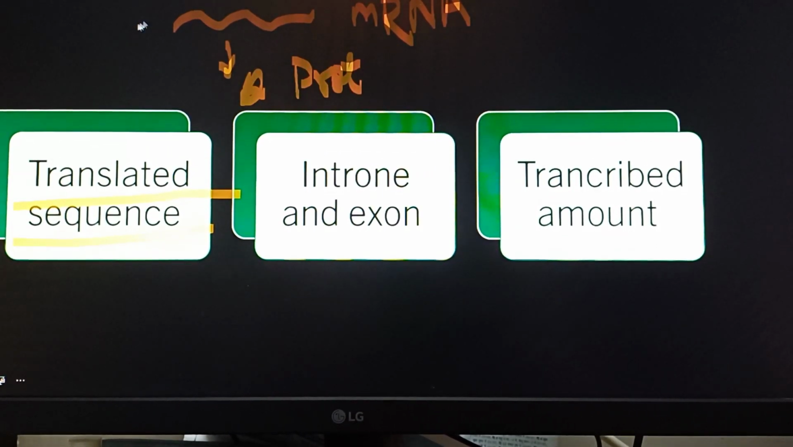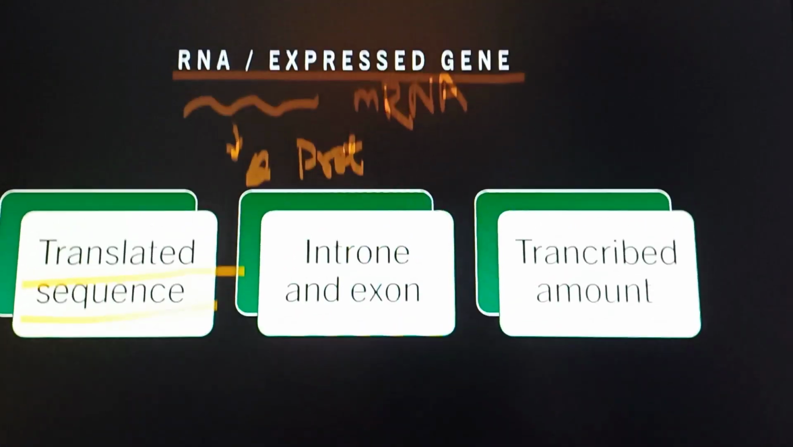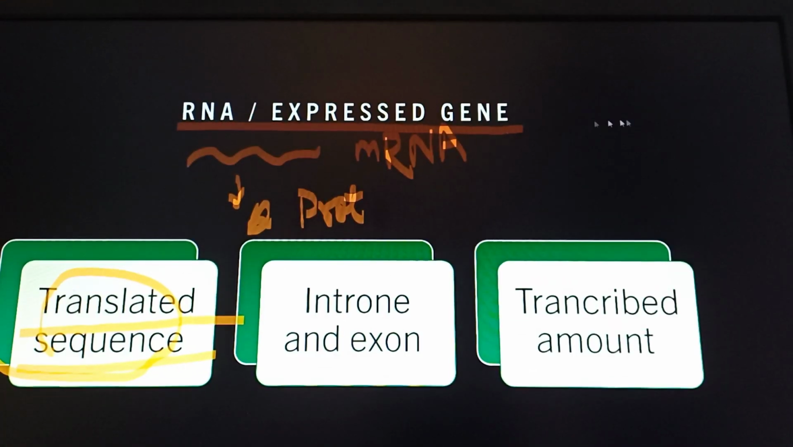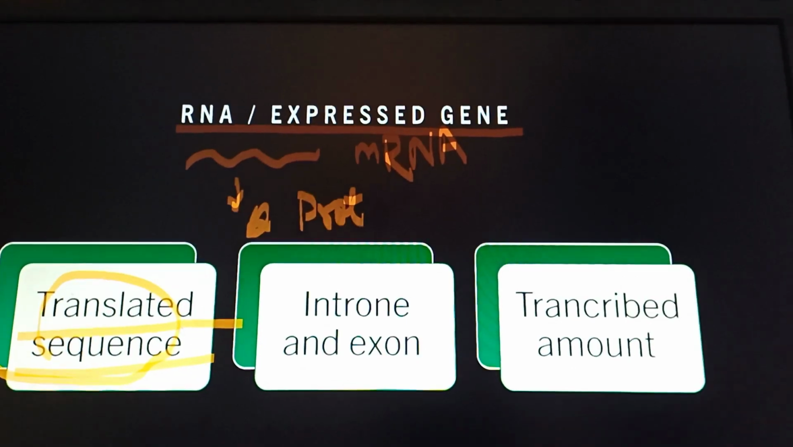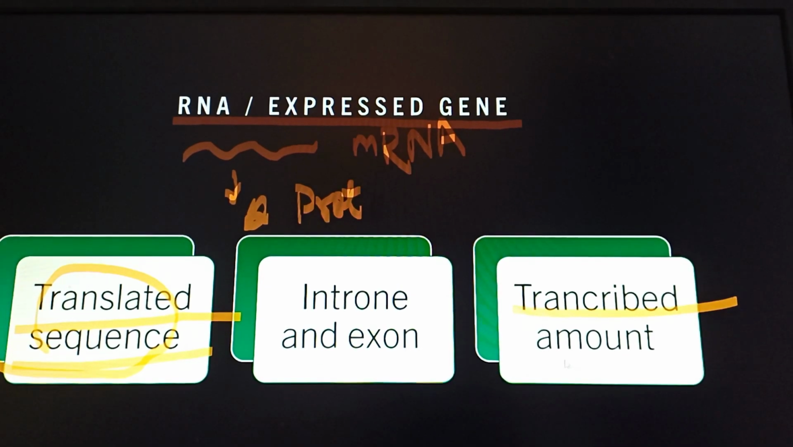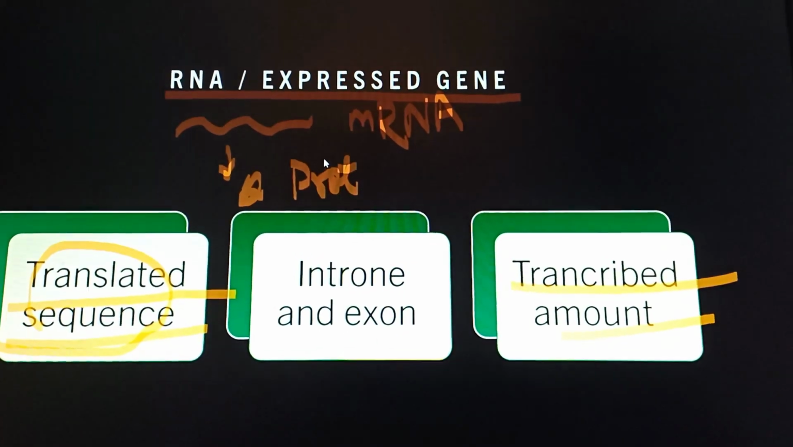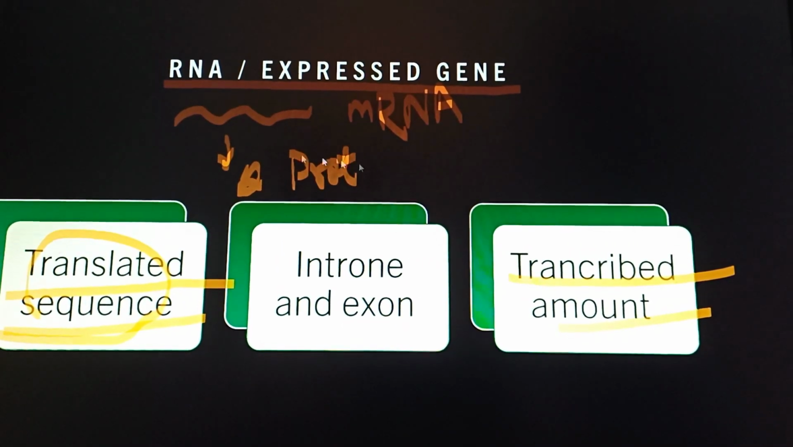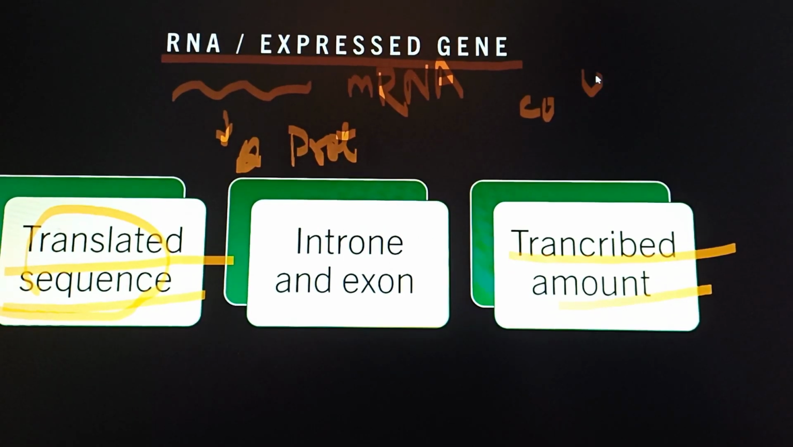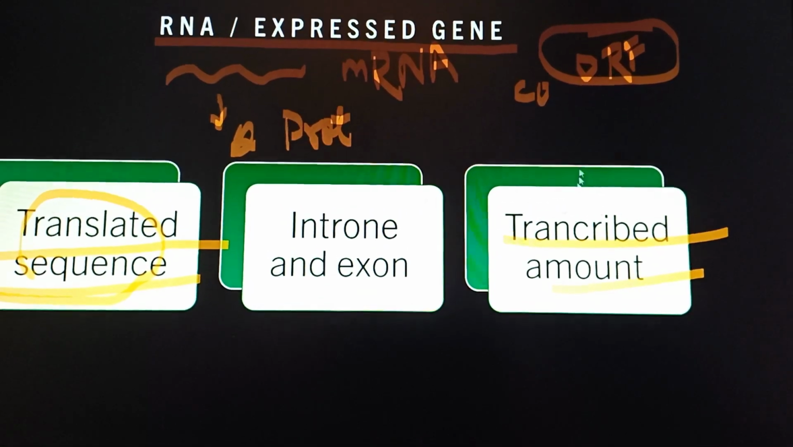So with the RNA sequence, we can easily get to know the translated sequence, what all sequence is getting translated and what are the transcribed amount in that particular RNA. Because we know that not the entire RNA is getting translated, only the coding region or the ORF region is getting translated from start to stop codon.